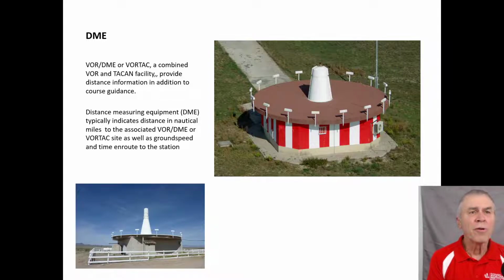The distance measuring equipment is often combined with the VOR. And the military version of the VOR is the VORTAC, which is a combination of VOR and TACAN, and that provides distance information also. But it's a military application, so a VORTAC gives them distance and direction. But for civilians, we get the same with VOR/DME.